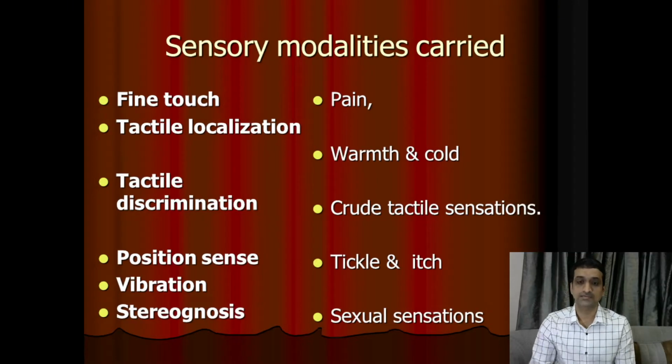Then I have broadly classified the sensory modalities into two categories. On the left hand side you can see fine touch, tactile localization, tactile discrimination, which is also known as two-point discrimination. Then position senses, proprioception, vibration sense, stereognosis. These are all carried by dorsal columns. On the right hand side you can see pain, temperature including warmth and cold, crude tactile sensations, tickle and itch, sexual sensation. All these special characteristics are carried by anterolateral columns. Sometimes it is also known as the pain pathway because the predominant sensory modality in this category is pain.